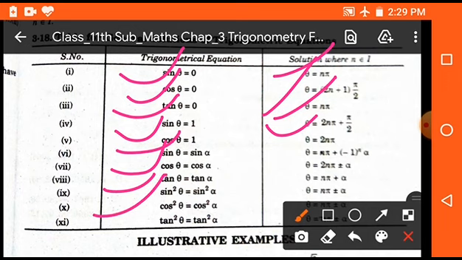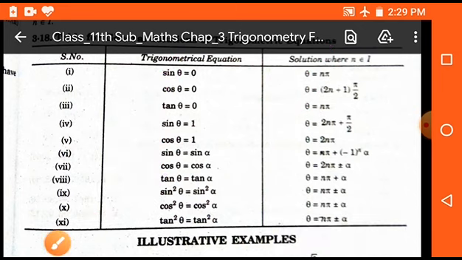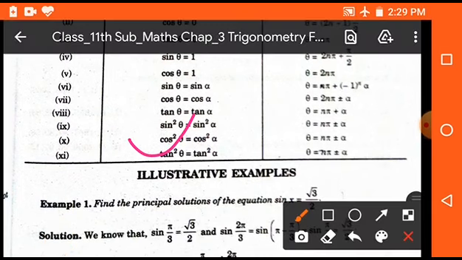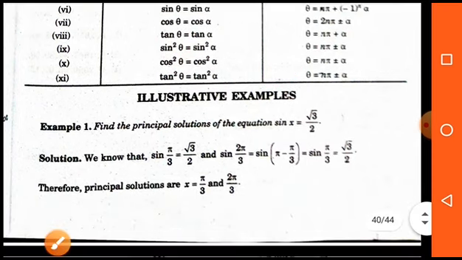And the squares formula is also given: sin square theta is equal to sin square alpha, then theta is equal to n pi plus minus alpha. Clear? Similarly, for cos square theta equals cos square alpha and tan square theta equals tan square alpha, we have the same formula, theta is equal to n pi plus minus alpha. Clear? Now solve some examples.